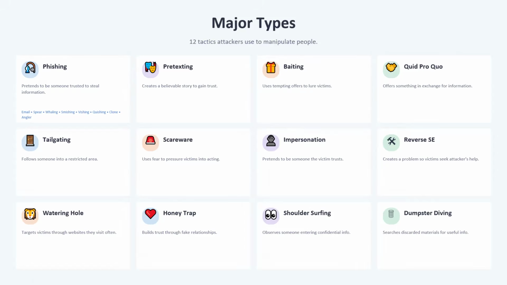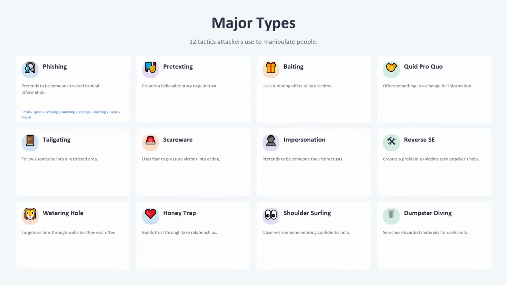And then we have scareware, which uses fear as its primary weapon, and attackers display warning signs that make victims believe their devices have been infected or hacked. The goal is to pressure the victim into downloading fake security software, paying for some service, or giving remote access to their device.